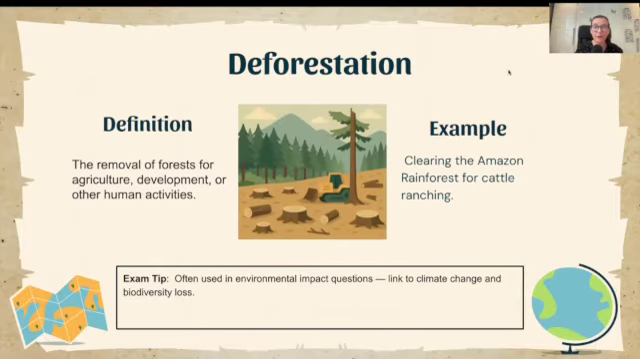Deforestation. The definition is the removal of forests for agriculture, development, or other human activities. For example, clearing the Amazon rainforest for cattle ranching. Exam tip: often used in environmental impact questions, so you want to link it to climate change and biodiversity loss.